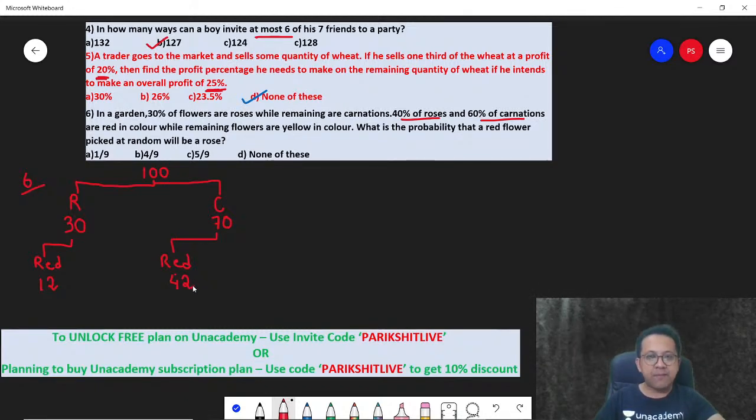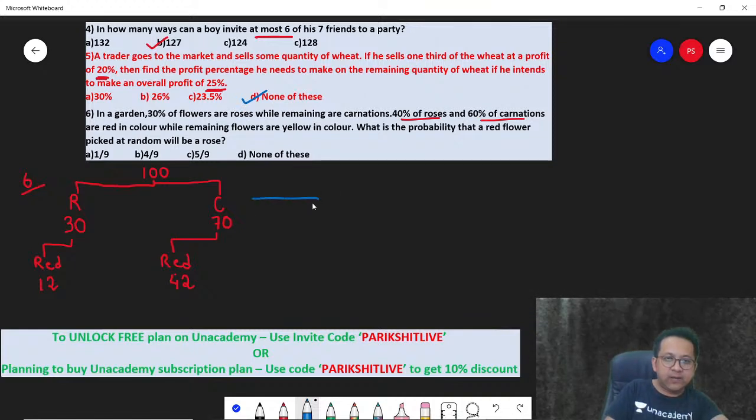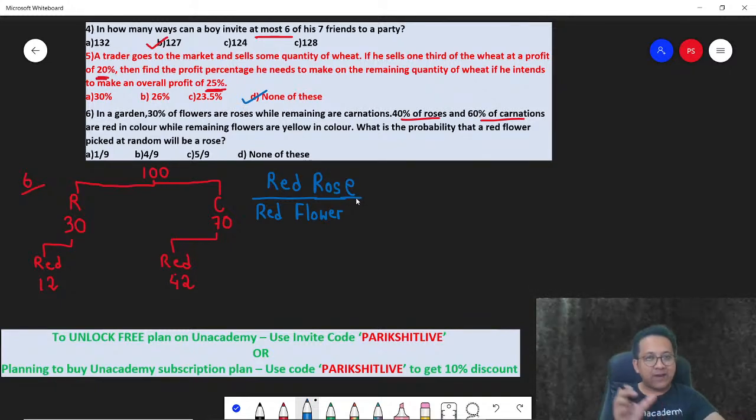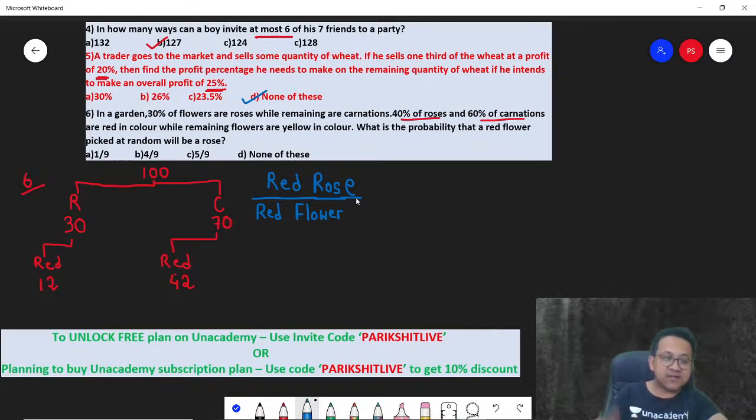What is the probability that the red flower picked at random will be a rose? So basically, what do we need? The question is about a red flower you picked up at random. So the denominator is red flowers. What is the numerator? It has to be a rose. Among the red flowers, how many of them are red roses? That's the question.